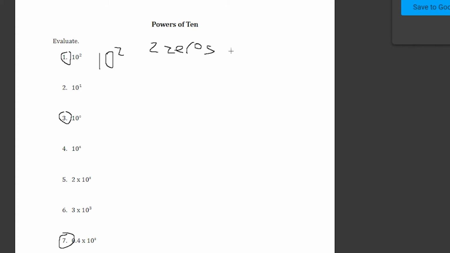So we're going to put the 1 here and add 2 zeros because the exponent is 2. This gives us a number of 100, so our answer for number 1, which is 10 to the power of 2, is 100.